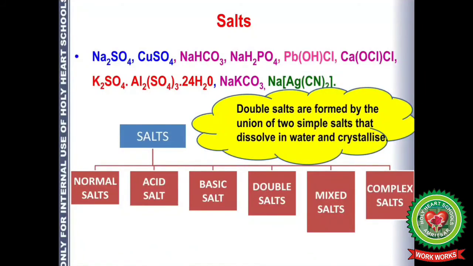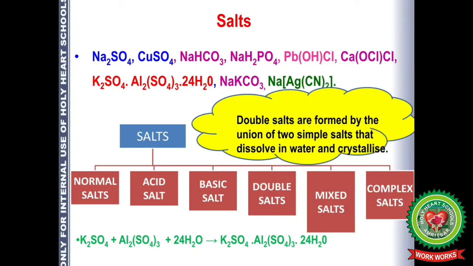The next one is double salts. So how double salts are formed? Double salts are formed by the union of two simple salts that dissolve in water and crystallize. That means we will evaporate, and there is a procedure which is followed, that is crystallization. For example, potassium sulfate, aluminium sulfate, they react in presence of water, they are dissolved, they are crystallized. So after doing the recrystallization, what we get is potassium sulfate, double salt is formed basically, and that salt is known as potash alum.